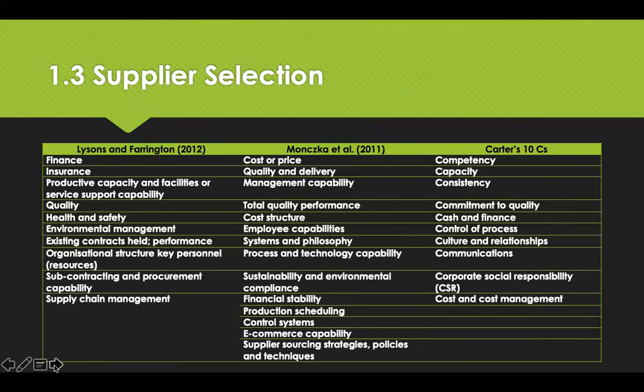But you can also see, if you pause this slide, that there's also a model that was developed by Lyson and Farrington and one by Monczka.